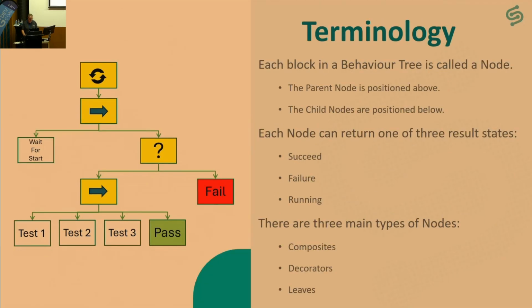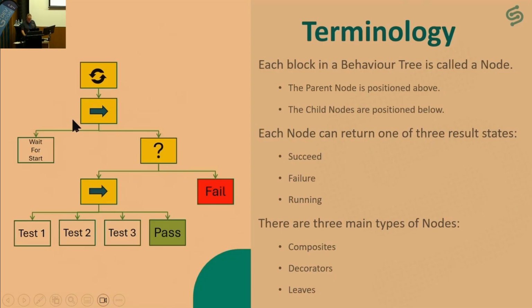So let's go to some basic terminology. Each block in a behavior tree is called a node. The ones that are above it are called parents. The ones below it are called children. Each node can return one of three resulting states. Any one can return a success, a failure, or running.